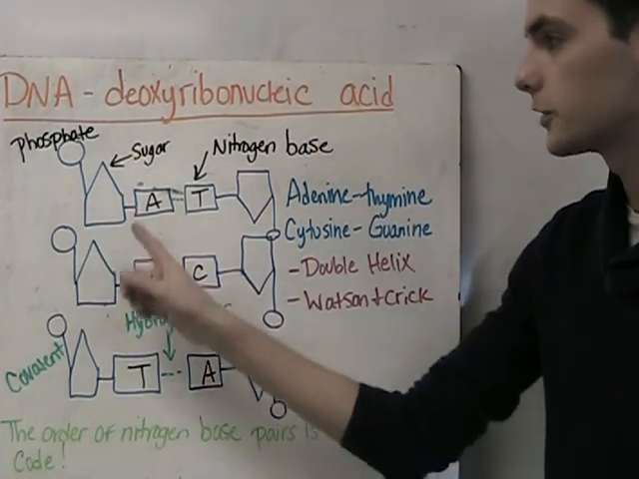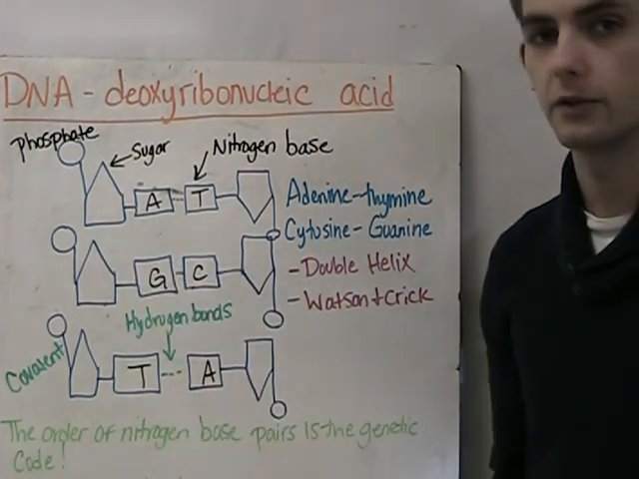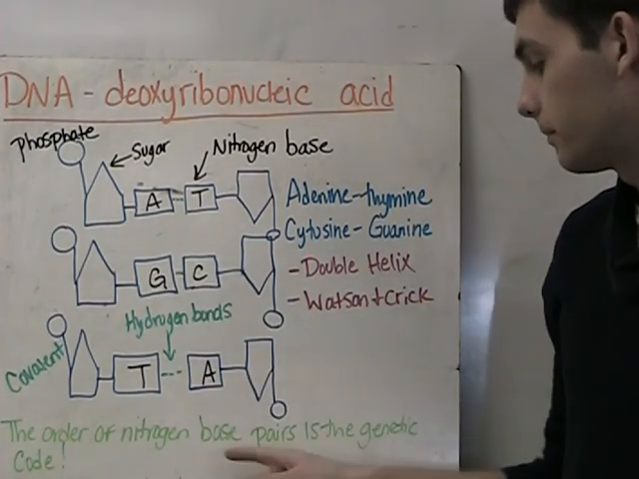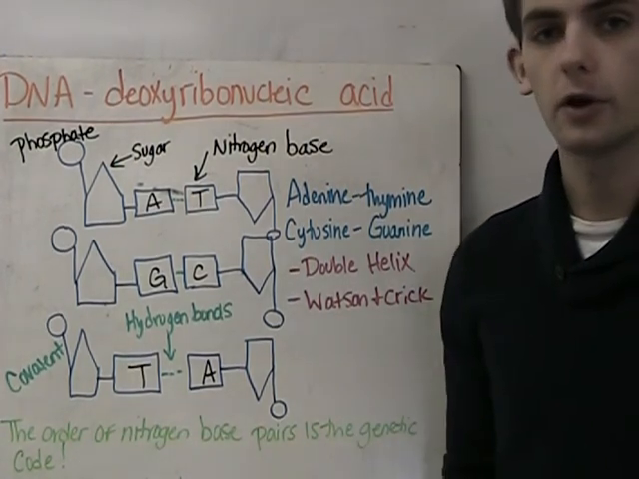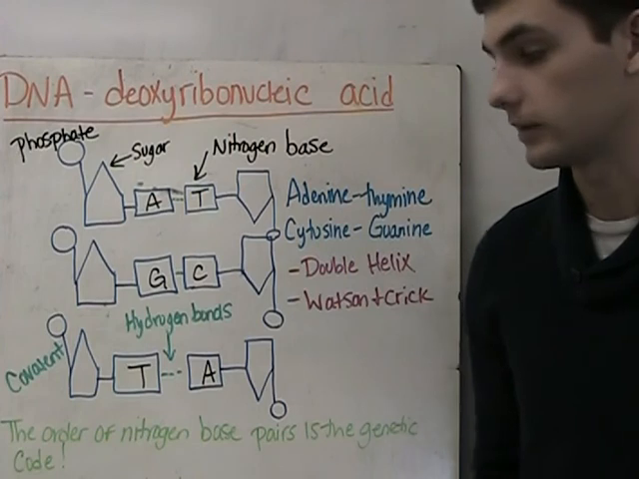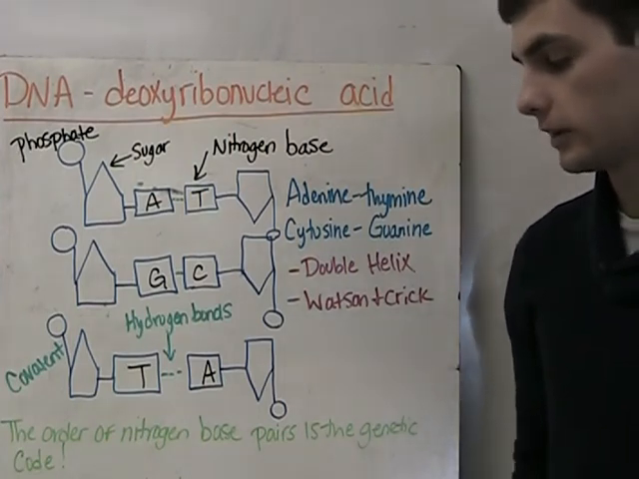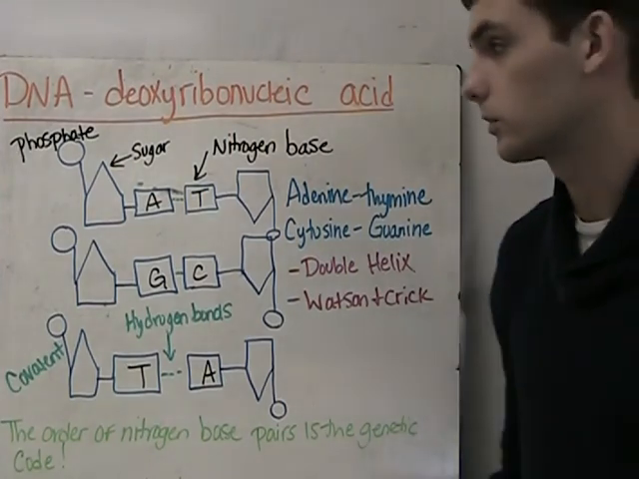The order of the nitrogen bases that are held together by hydrogen bonds, this is the genetic code. So it contains all of the codes that your body needs to make proteins, and each protein determines the trait of individuals.